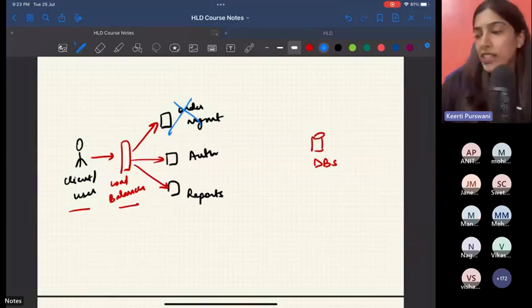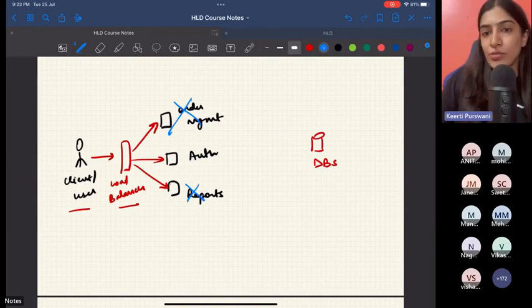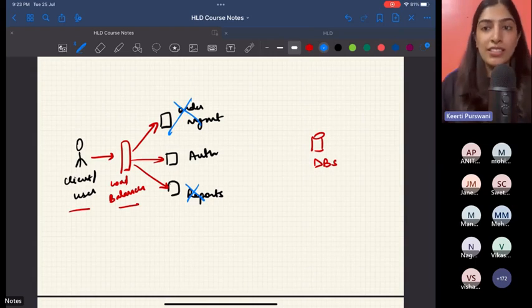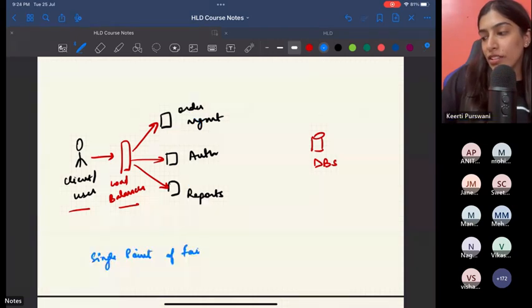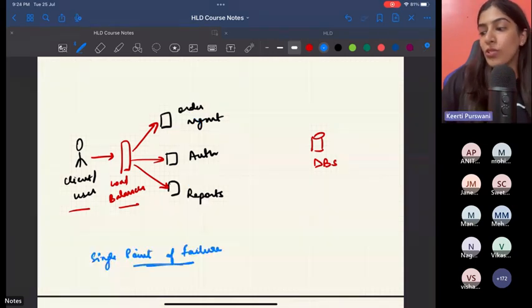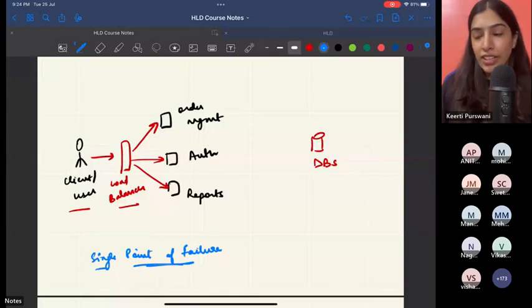Now, what's going to happen is let's imagine that one of these servers goes down. Now, order management goes down or reports goes down. What happens now when the load balancer asks for reports? We will not be able to serve the request. Do we want to design such a system? No. We don't want any single point of failure, right? We want our system to always be able to respond, right?